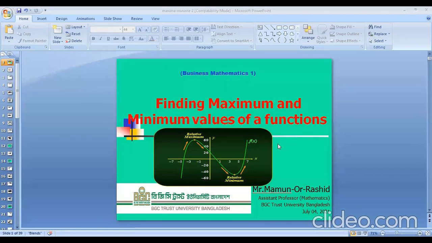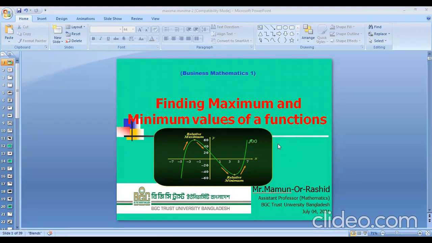Today we'll discuss how to find the maximum and minimum values of a function, that is, how to optimize the function. That means you have to find out the maximum and minimum values of a function. In our previous lectures, we have discussed the extreme point, what is a maximum point, what is a minimum point, what are relative maximum and relative minimum, what is a decreasing function, and what is an increasing function.